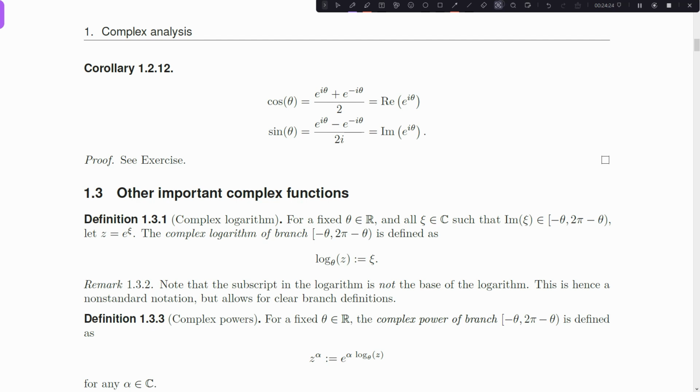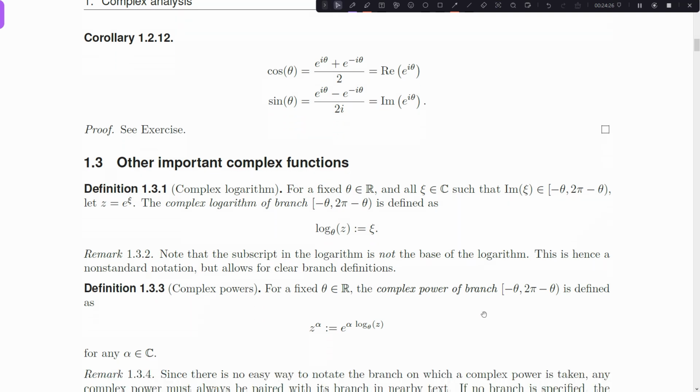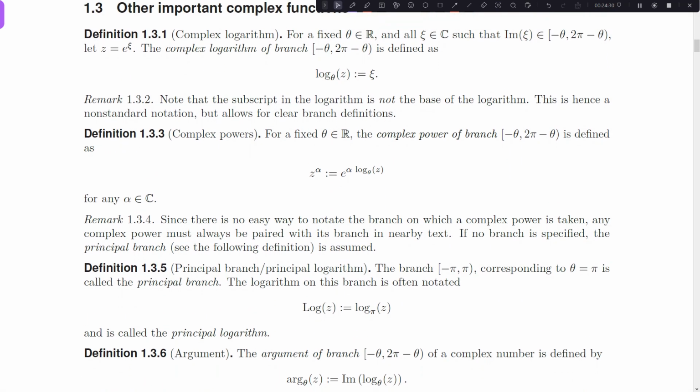There's a few other important complex functions. That's the complex logarithm, which I defined with the Taylor series earlier, but there's a way to define it absent of the Taylor series. And here I'm calling it the complex logarithm of a specific branch. What I mean by that is that, just how we remember logarithms don't make sense for negative numbers, they kind of can, and this is how we do it.